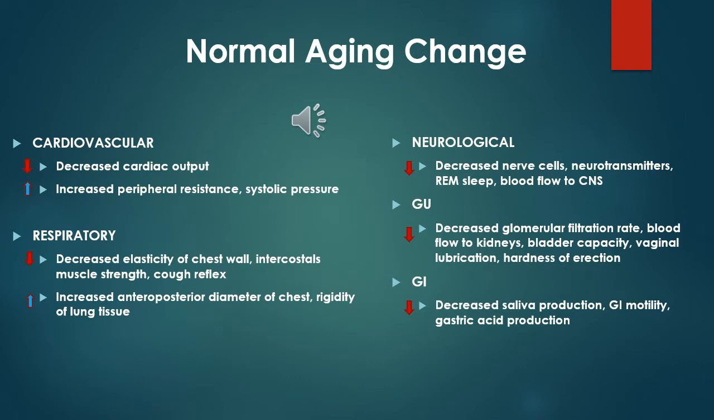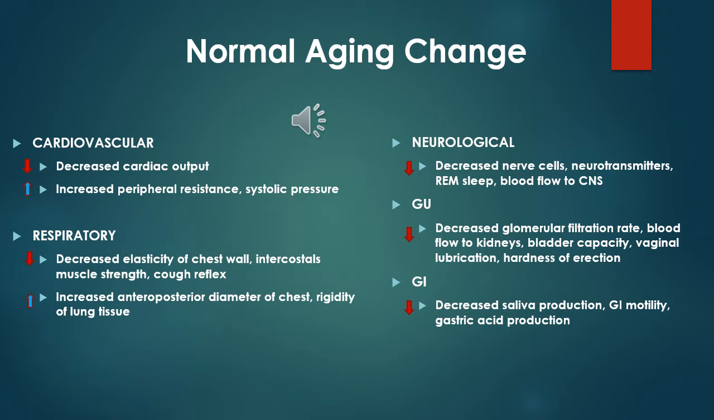Moving on to respiratory, it is likely that the elderly person has a decreased elasticity of the chest wall, and they also have a decrease in intercostal muscle strength and a decrease of cough reflexes. Typically, the diameter of the chest wall will increase, and so will the rigidity of the lung tissue. So when you're assessing your elderly client, you want to assess for the cough reflex or any accessory muscle use and gas exchange or pulse ox, in addition to assessing for any mouth breathing that may occur when you're assessing the client.